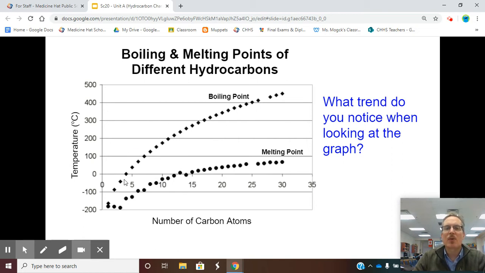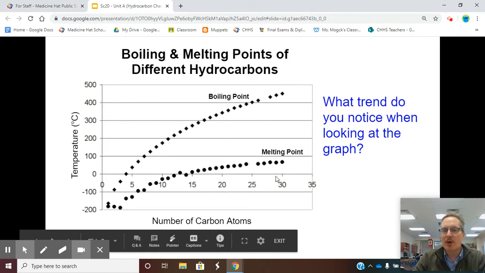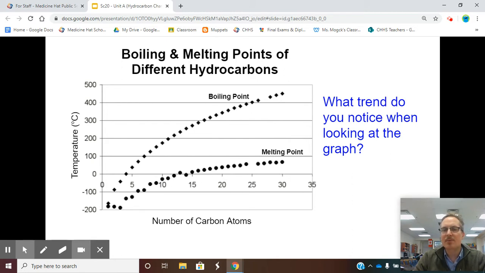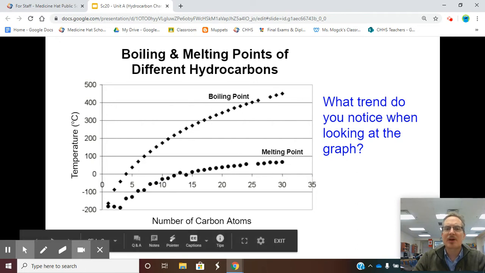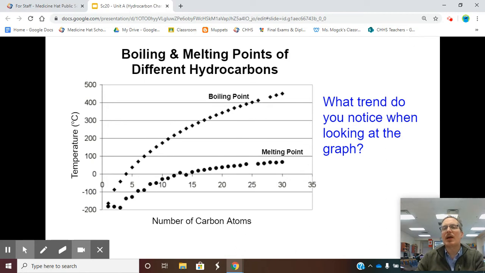And that trend is whether it's a boiling point or a melting point, as the number of carbon atoms increase in a molecule, you'll notice that the melting point goes up, meaning the temperature it takes to go from solid to liquid increases. This is also true for boiling point. As the number of carbon atoms increase along the x-axis, you'll notice that the temperature required to go from a liquid to a gas to reach the boiling point also increases. So as we increase the number of carbons, we increase the boiling and the melting point of an organic compound.